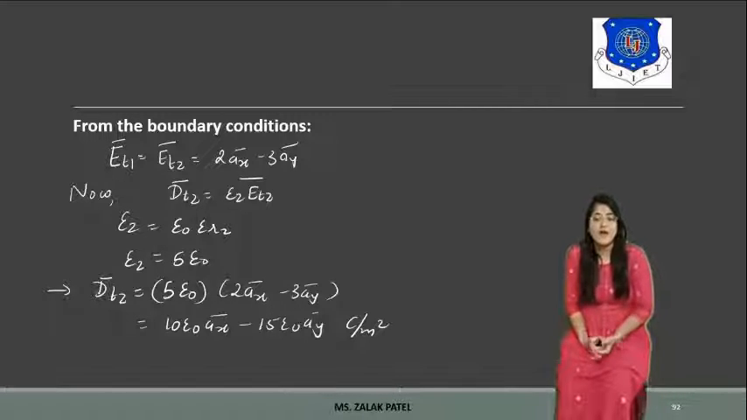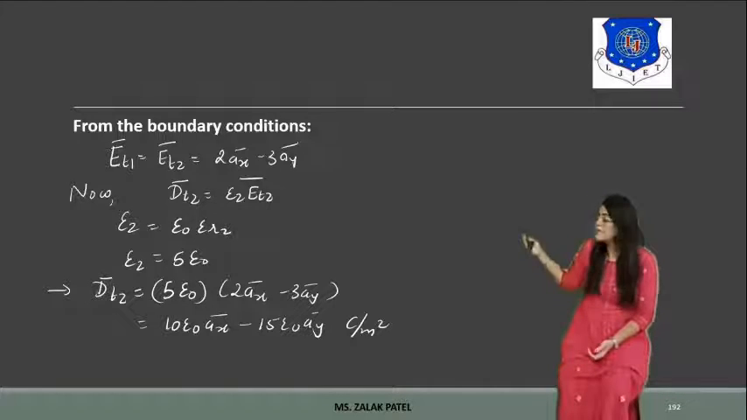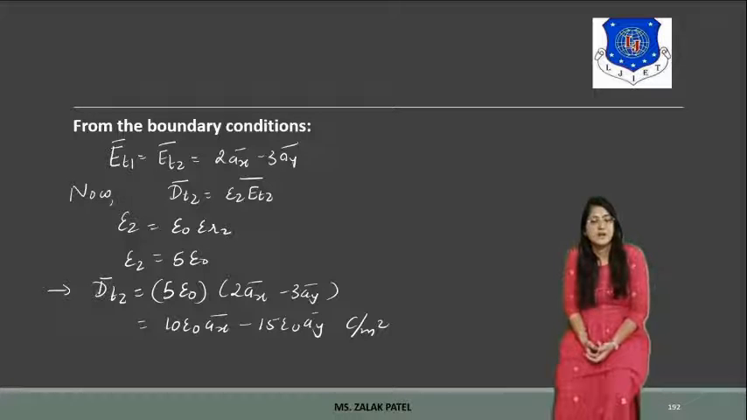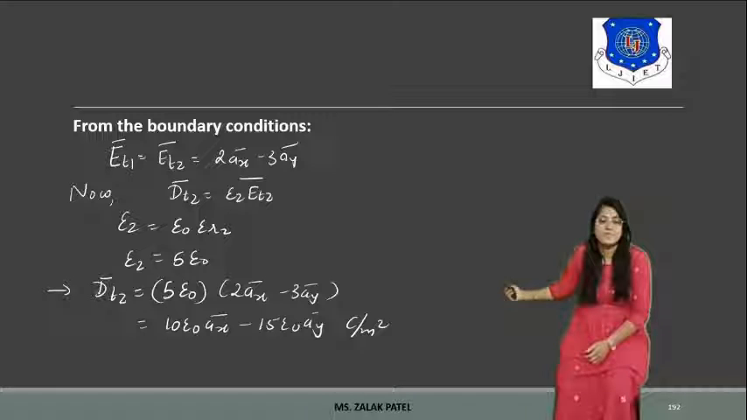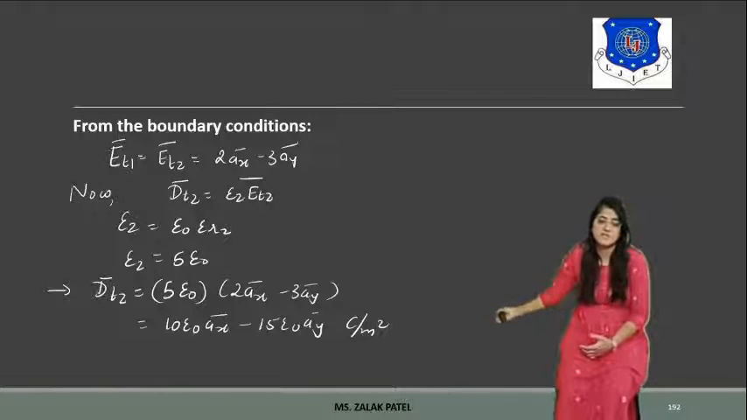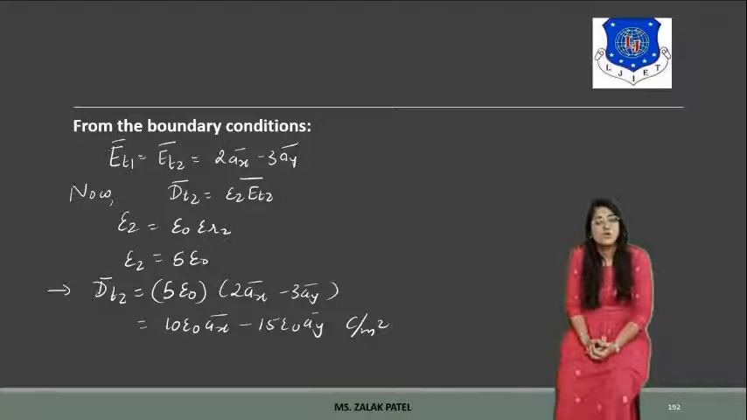For this you require epsilon 2. Epsilon 2 is epsilon 0 into epsilon r2, the multiplication of free space permittivity and relative permittivity, which means 5 epsilon 0. So Dt2 is epsilon 2 into the value of Et2, that is 2ax minus 3ay. Finally the Dt2 value is 10 epsilon 0 ax minus 15 epsilon 0 ay coulomb per meter square. This is our value for Dt2.